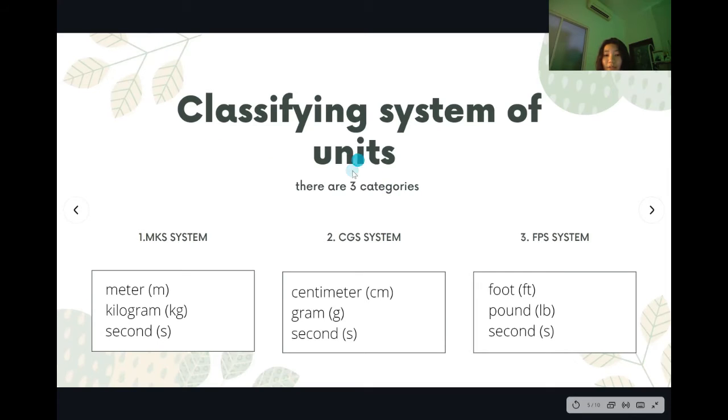Next is classifying system units. There are 3 categories of system units. First is the MKS system, second is the CGS system, third is the FPS system. In these systems, there is length, mass, and time. The length is meter, centimeter, and foot, while the mass is kilogram, gram, and pounds, while the time is seconds. For MKS, we use meter as m, kilogram as kg, and second as s. In the CGS system, we use centimeter as cm, gram as g, seconds as s, while in FPS we use foot as ft, pounds as lb, and seconds as s.